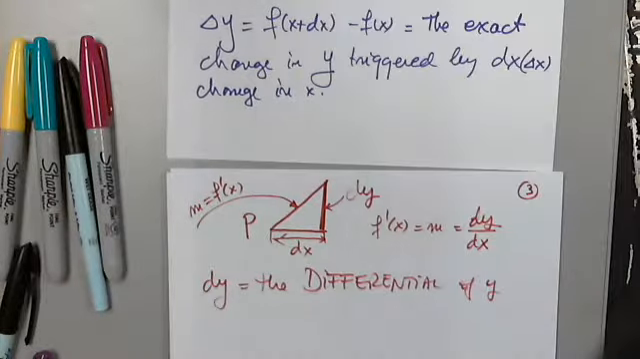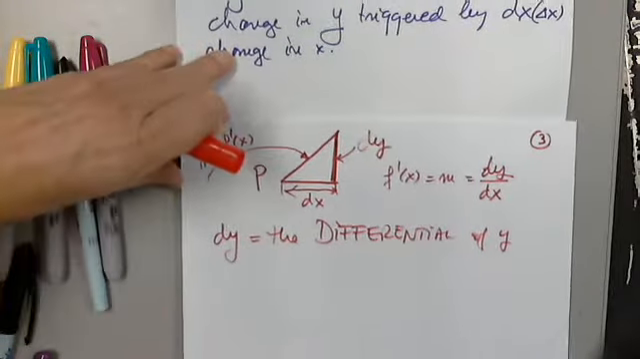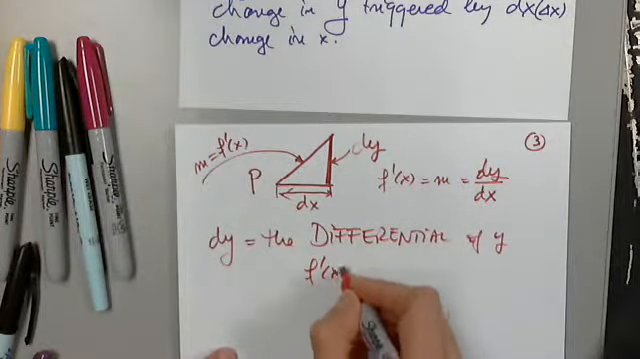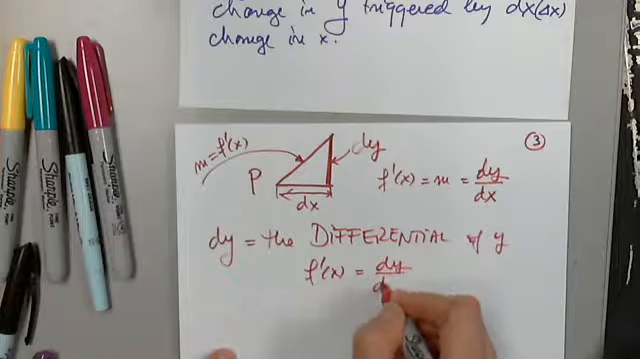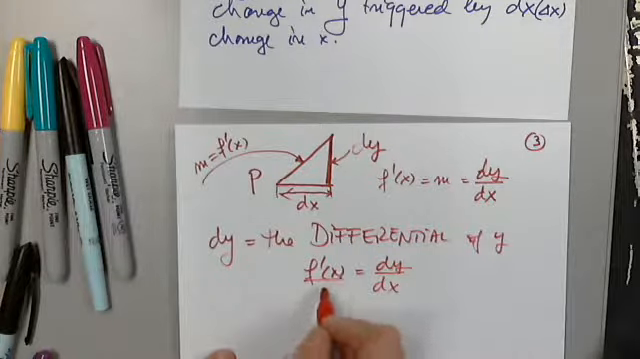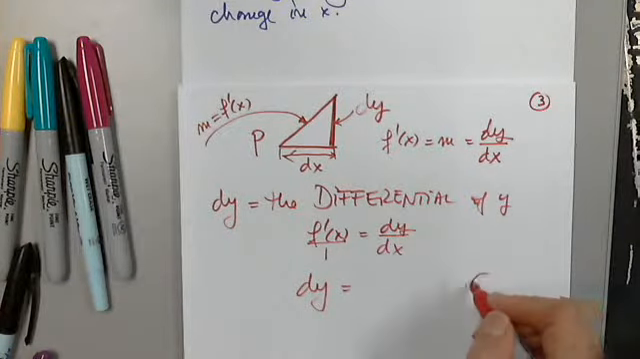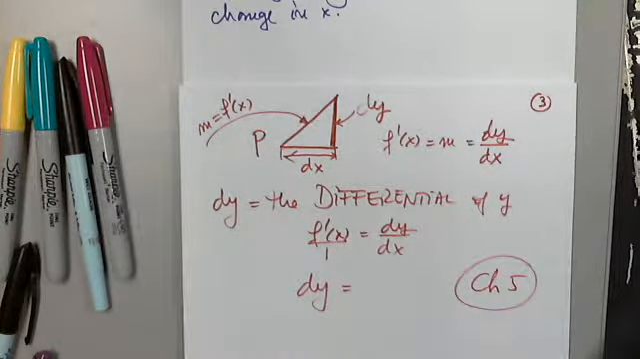So the differential of y. Let's write this here because I have a question for you. Put the f prime of x over 1 and solve this equation for dy, because this is extremely important for chapter 5 and moving forward. So cross multiply and tell me, dy equals?